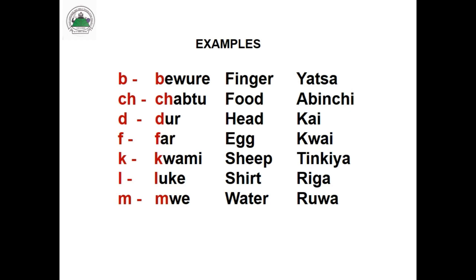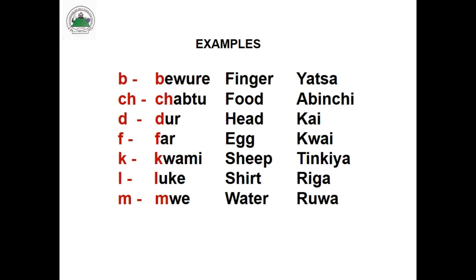Then the next consonant there we have is F. So you bring the lower lip of your mouth to block with the upper front teeth of your mouth. So the example there we have is Far. It is pronounced Far, which means egg in English, Kwai in Hausa. Then the next one that follows is pronounced K. So this one you open your mouth while you squeeze the vocal tract as the air comes out from your mouth. So the example we have there is Kwami. It is pronounced Kwami, which means sheep in English, Tinkia in Hausa.